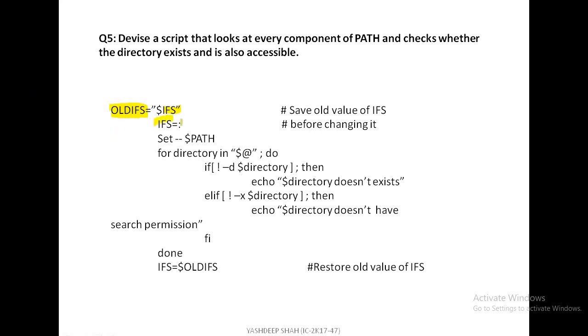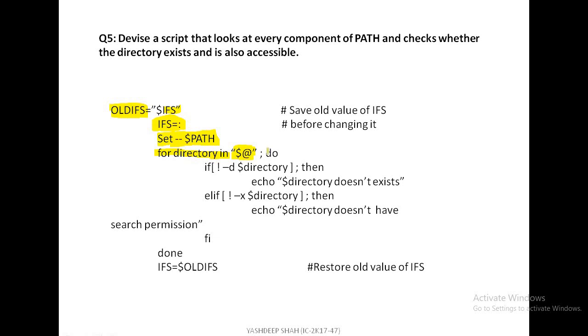Here IFS is blank now, so we will use set, which is used to set a variable or the value for the specific program. So we are using set $path, the value of the path. We are setting the value of the path for this specific program. Now we will use a for loop here. So for directory in "$@", as you know now why it is used, because it will act as a specific string.